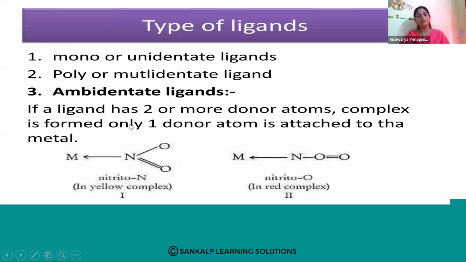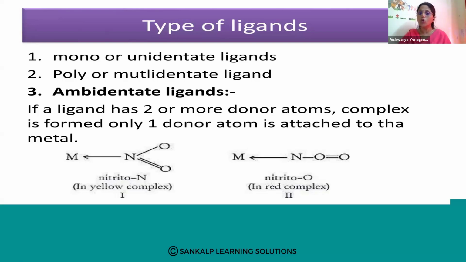We have seen the types of ligands: monodentate ligands and polydentate ligands. Monodentate ligands are also called unidentate. Mono or uni stands for one, right? And polydentate, what does it mean? Poly stands for multi, many. Then we have a third type of ligands, which we call ambidentate ligands. We have already seen ambidentate ligands.